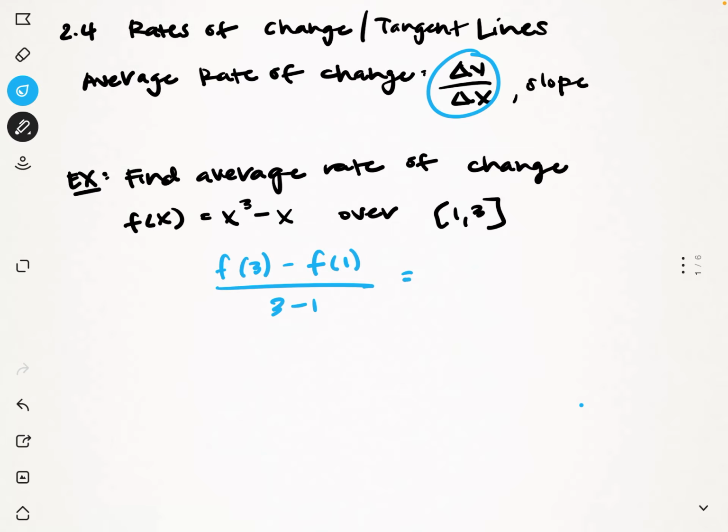Okay, so if we plug this stuff in, then we get f of 3 is 27 minus 3, which is 24, minus f of 1, which is 1 minus 1, is 0, over 3 minus 1 is 2. So the average rate of change over the interval would be 12.